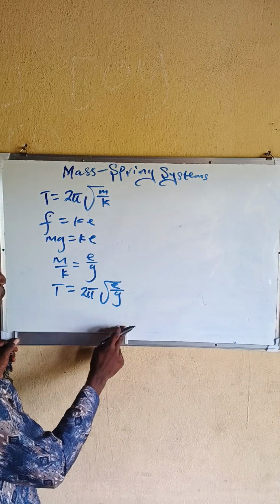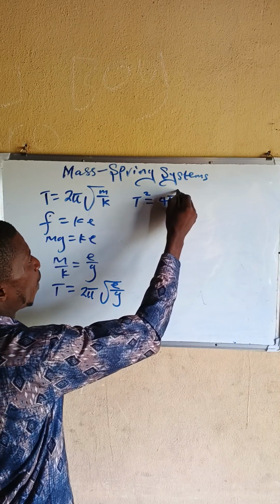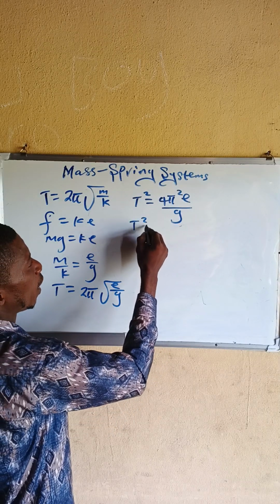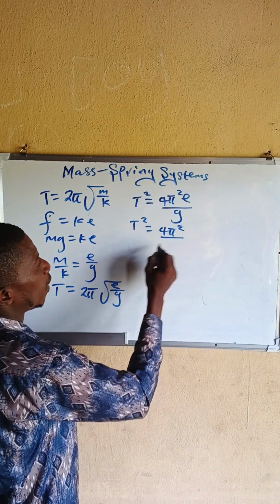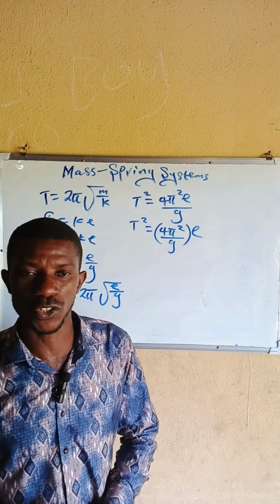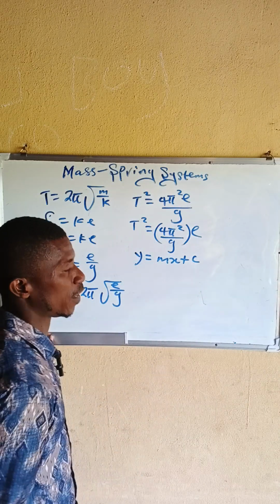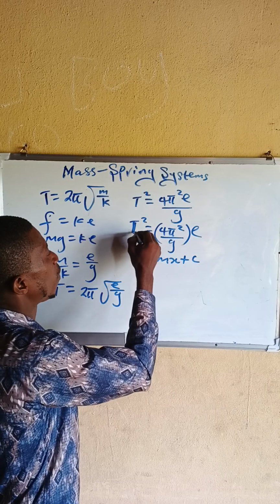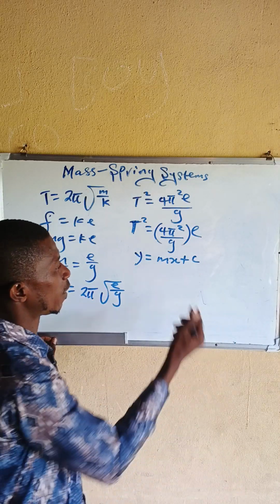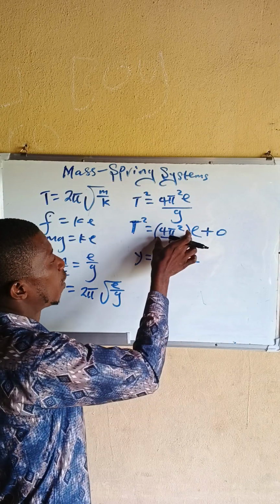Now, this can also be modified as T square is equal to 4 pi square e over g, which is the same thing as T square equal to 4 pi square over g, all into e. Now, we can compare this with the equation of a straight line, that is y is equal to mx plus c. For a graph of T square against e, this is the slope. That's what it means. The graph starts from the origin. There's no intercept. And this becomes the slope.